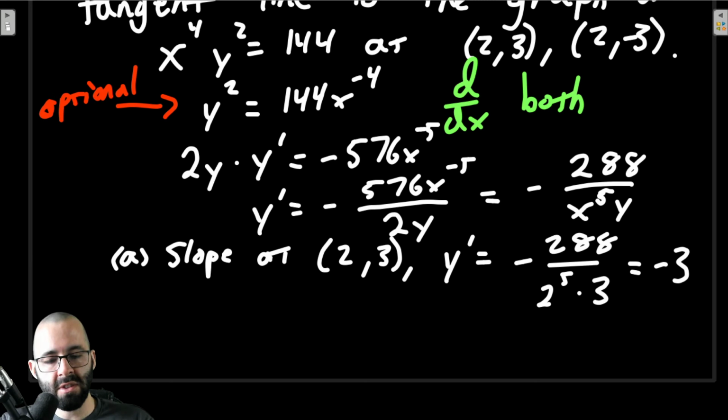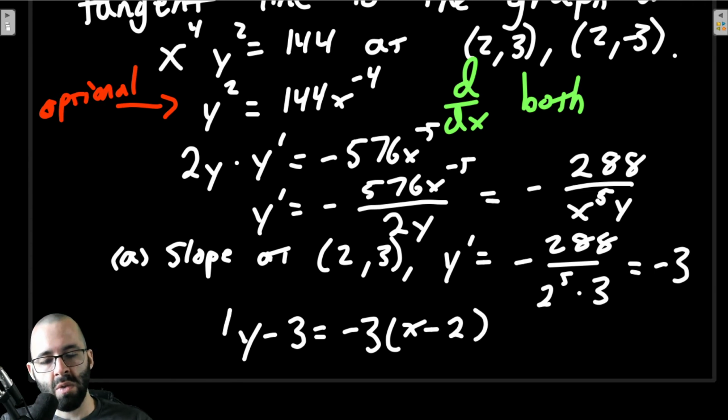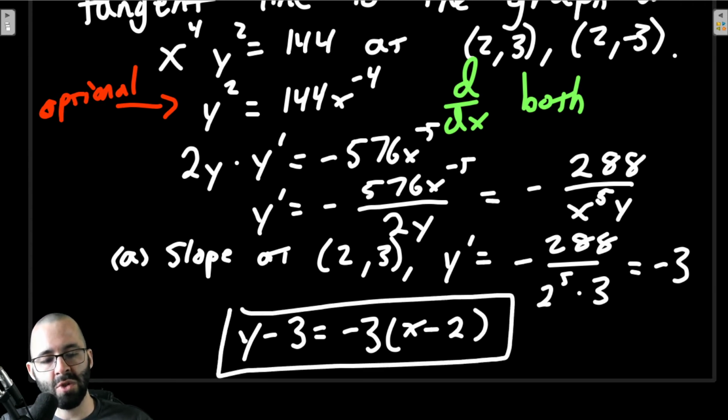So to get the tangent line, remember that's y minus the y coordinate, which is 3, equals the slope, -3, times x minus the x coordinate. This is the equation of a line. This is point slope form. This is one of our answers. We'll check our answer in a bit. We need to find the other slope as well. So at (2, -3).